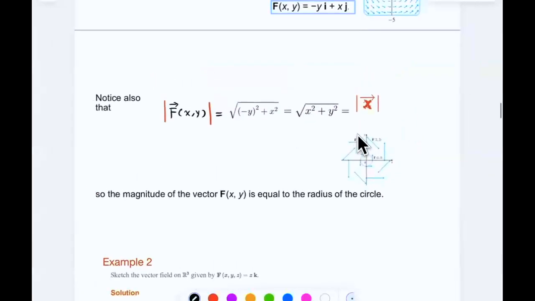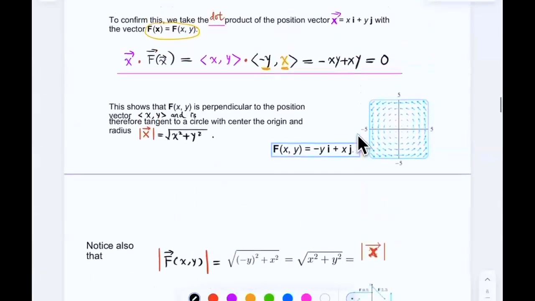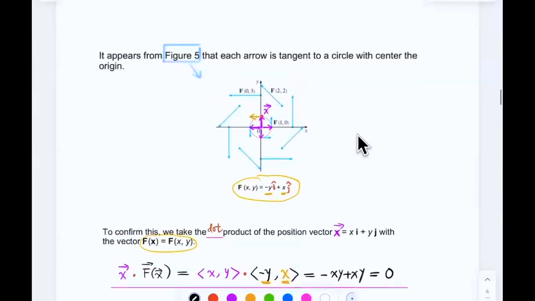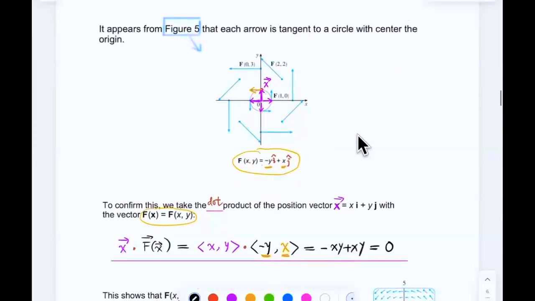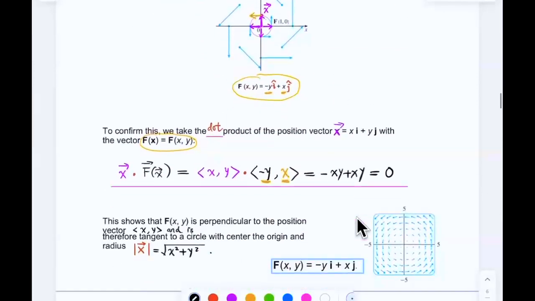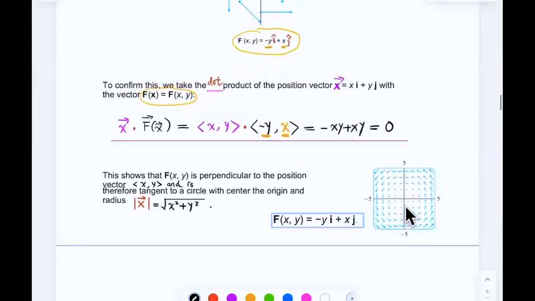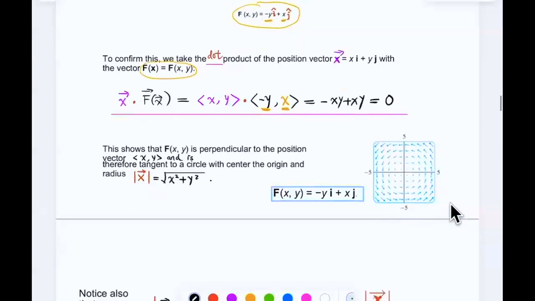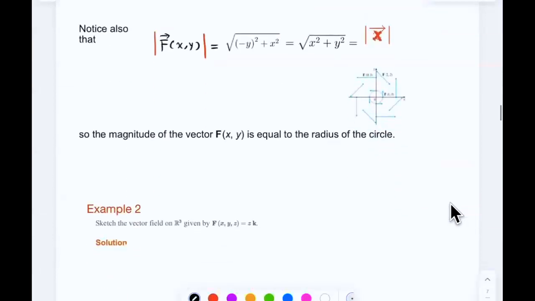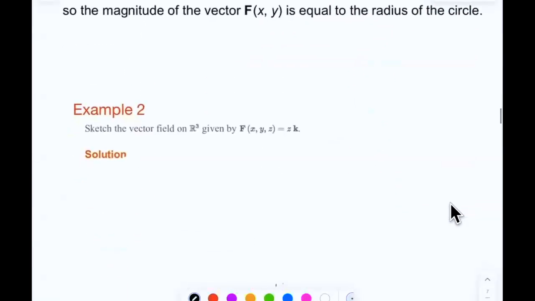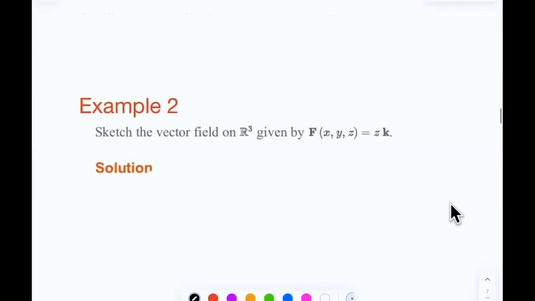We draw a vector field according to the formula. We make a table and start plugging points in to get the vectors, and the more vectors we get, the better picture we can get of the vector field. So this looks like a tornado, you said. Okay, great. Now I want you to try the second example.